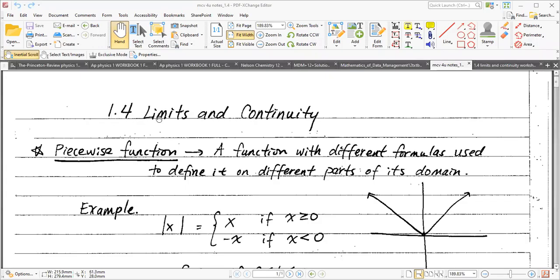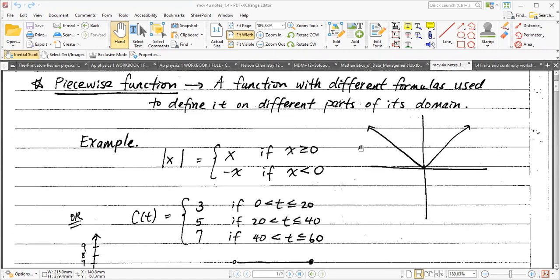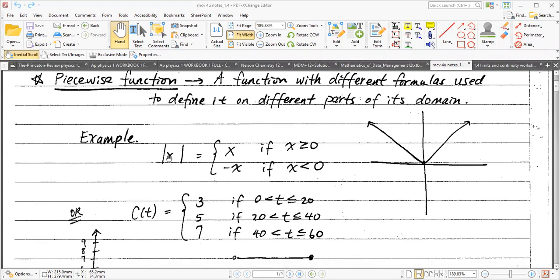Next topic is 1.4 limits and continuity. Okay, let's just look at this example: absolute value of x. Just to remind you, what is the absolute value? The absolute value of a negative number is a positive number. Absolute value of -2 is +2. Absolute value of a positive number will be positive, right?